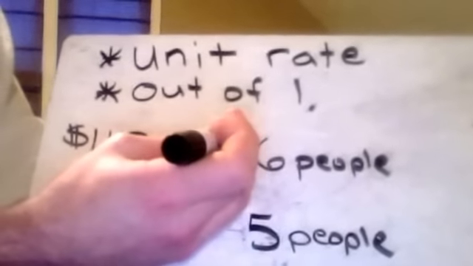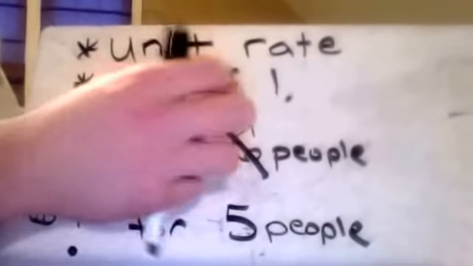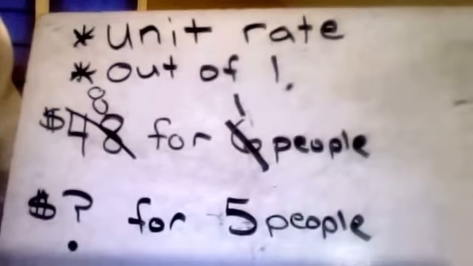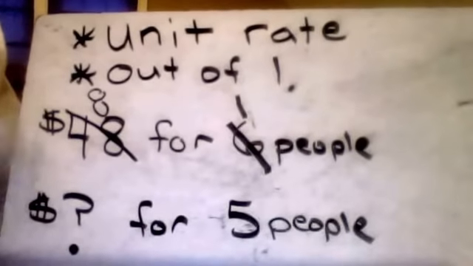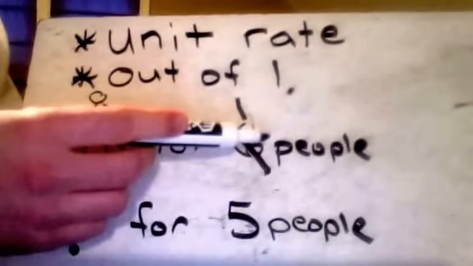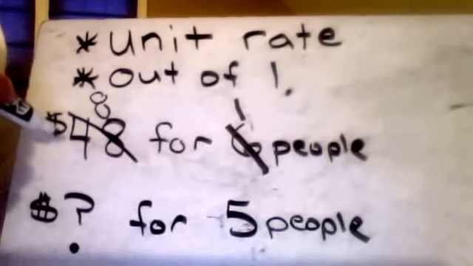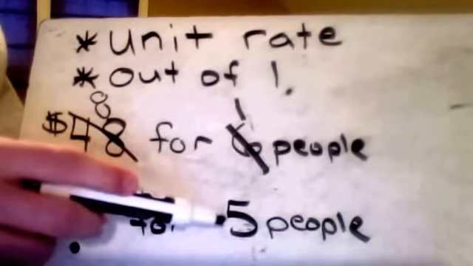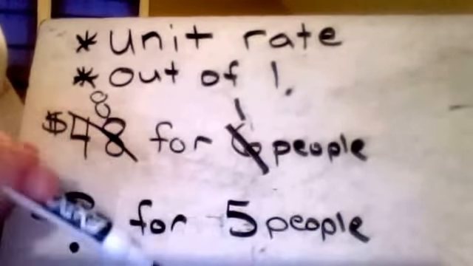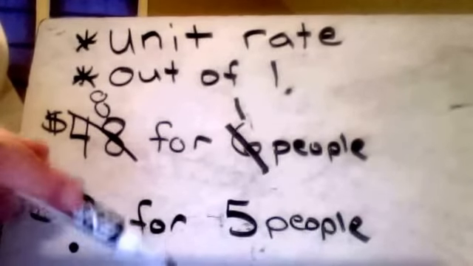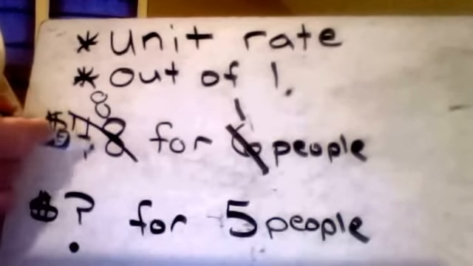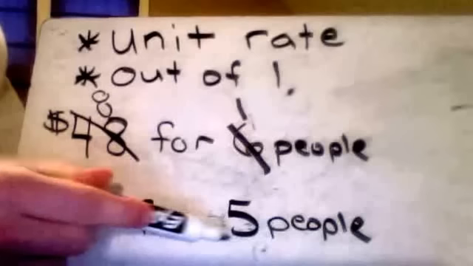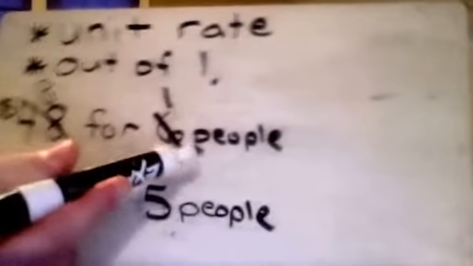6 divided by 6 would be 1 person. 48 divided by 6 would be $8. So we know that for every 1 person, there's $8. So everybody's got $8, is basically what we're saying here. So now I need to know how many dollars for 5 people. Now on the common sense side of things, you would hope that the number that you get for this answer is less than 48, because if we had 6 people and it was $48, now when we have 5 people, the number should be less.